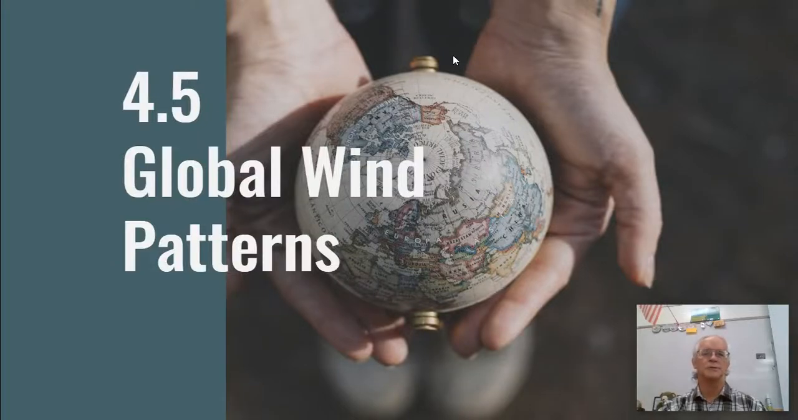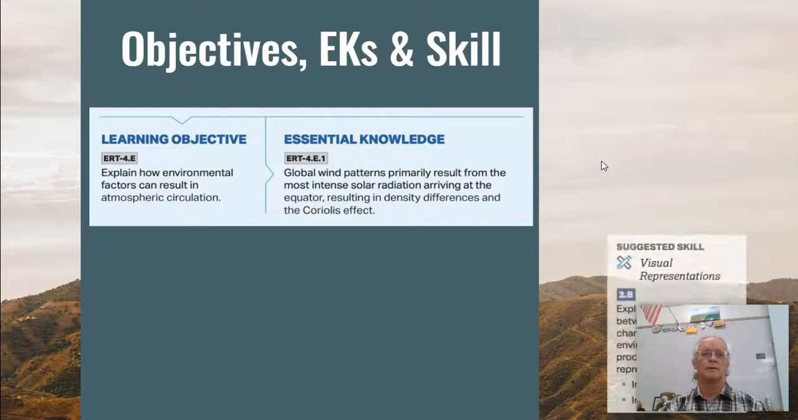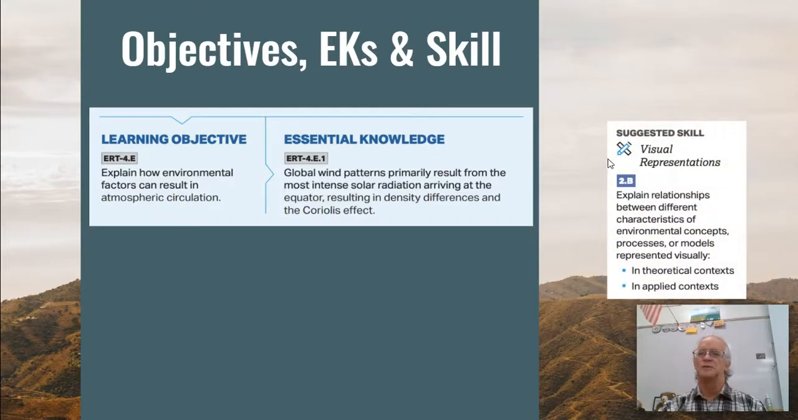We're covering Unit 4.5, AP Unit 4.5 on global wind patterns. The learning objective here is to explain how environmental factors can result in atmospheric circulation. The suggested skill is to explain relationships between different characteristics of environmental concepts, processes, and models represented visually.